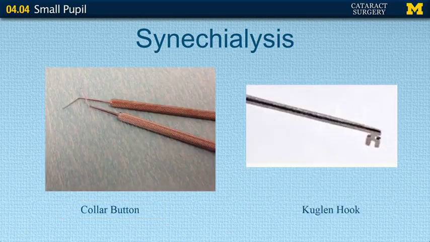Other mechanisms include either using a collar button or a Coughlan hook, and in both of these cases what you're doing is you're stretching the pupil, again kind of finding an area where the iris tissue is not adherent to the lens, and you mechanically stretch the pupil to break the adhesions.